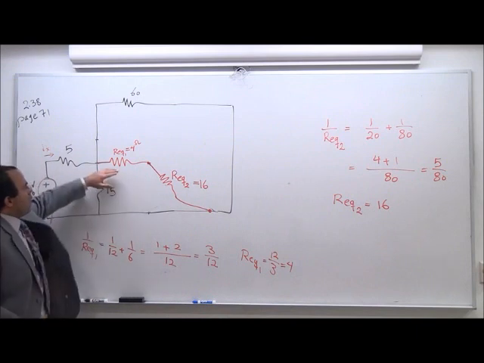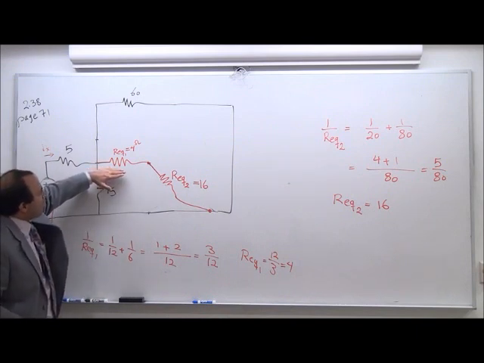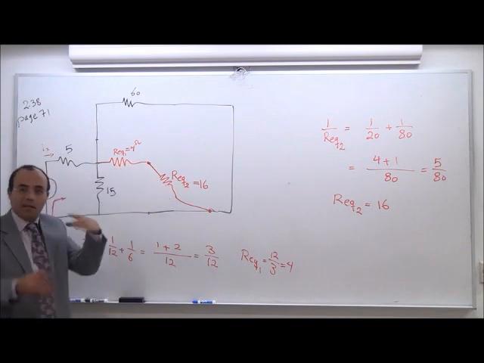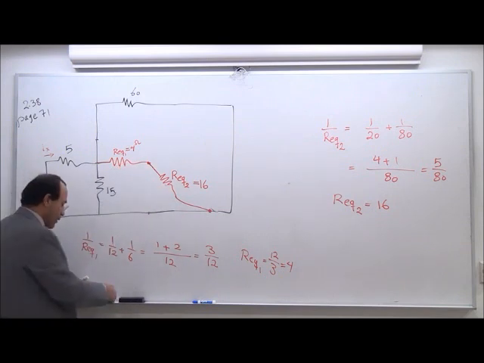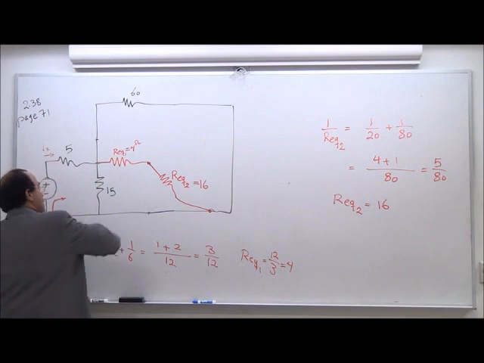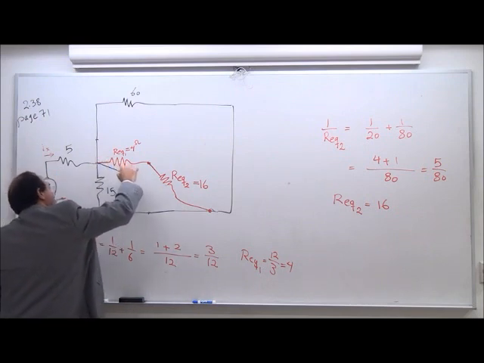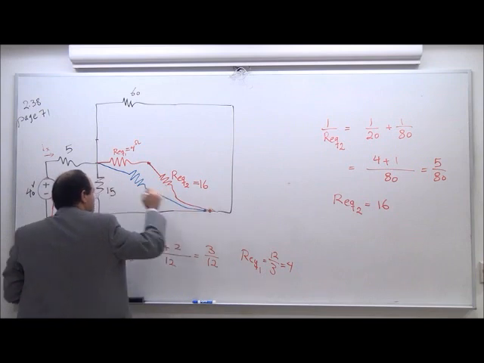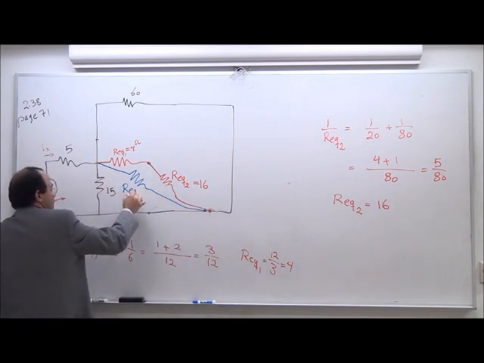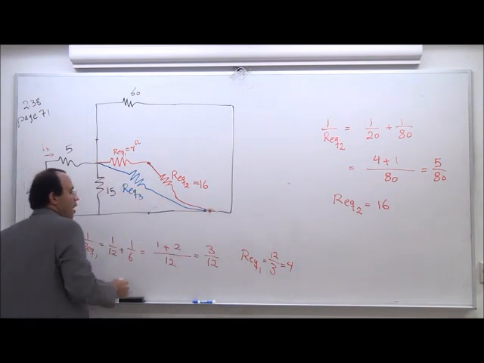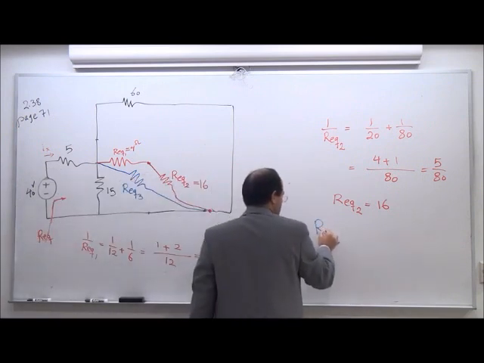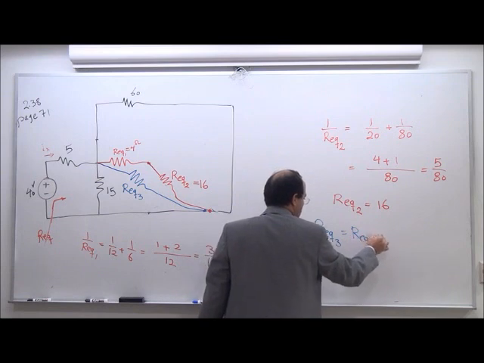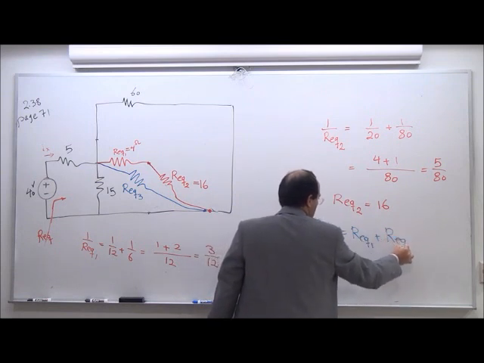So, one more time, I see R equivalent 1 and R equivalent 2 to be in series. When I say they are in series, I'm going to utilize that knowledge I gained and replace it. The R equivalent 3 is going to sit right here. R equivalent 3, because they are in series, is going to be R equivalent 1 plus R equivalent 2.